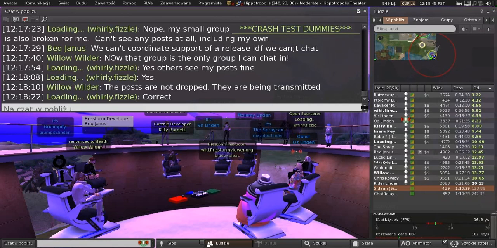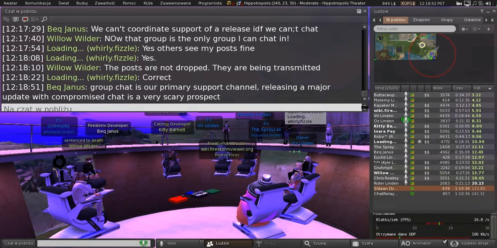And we've been focusing on teleports. Now, if you think that that's not the right focus, I'm happy to hear that you think chat is more important.